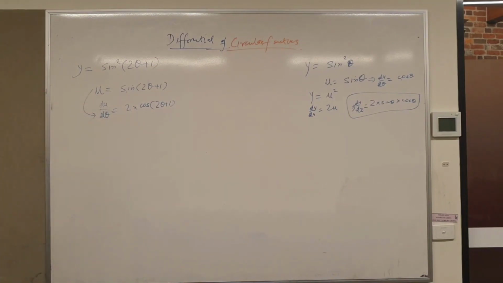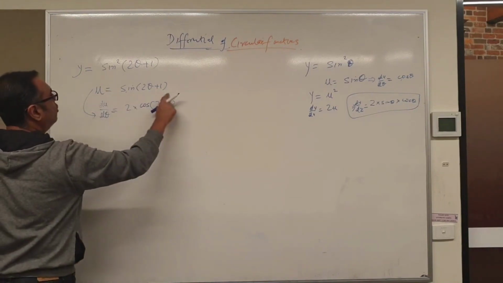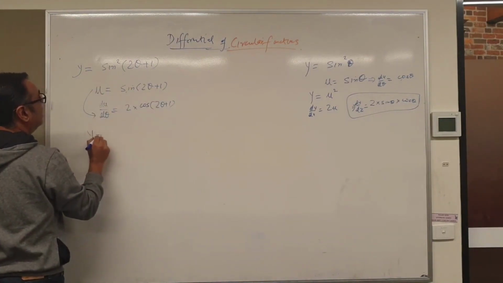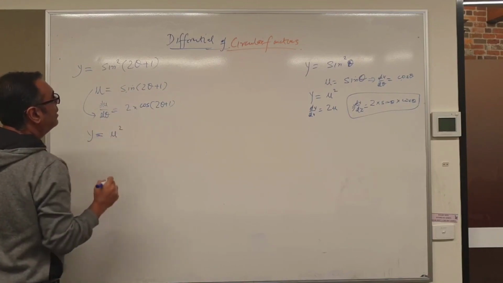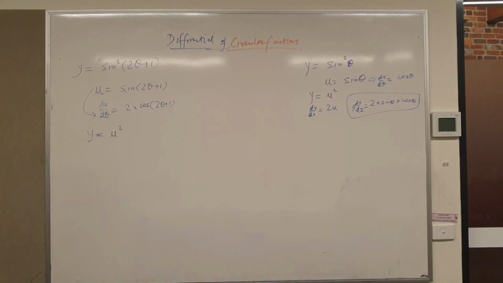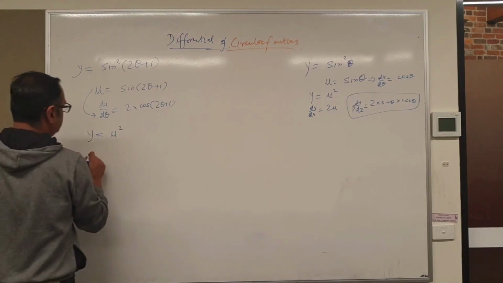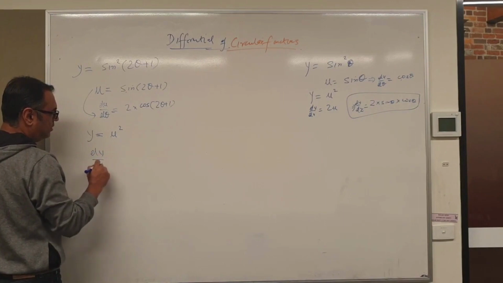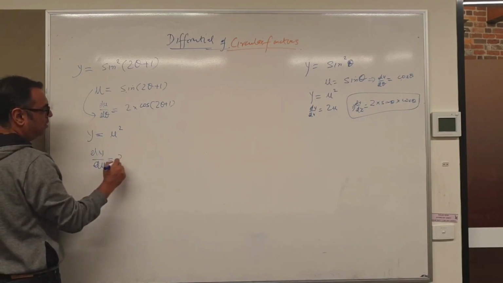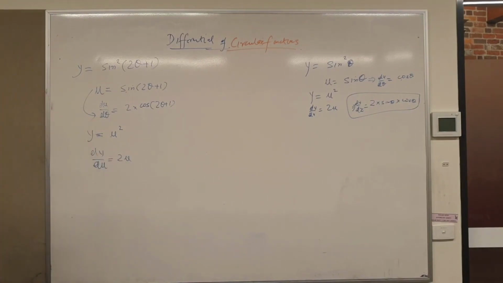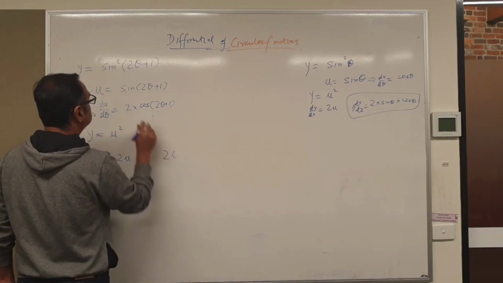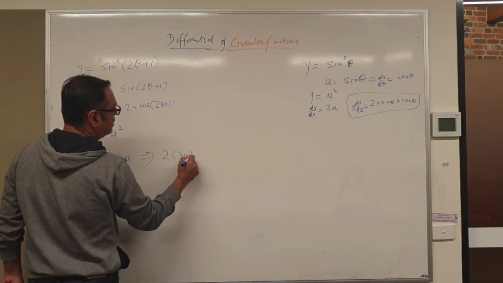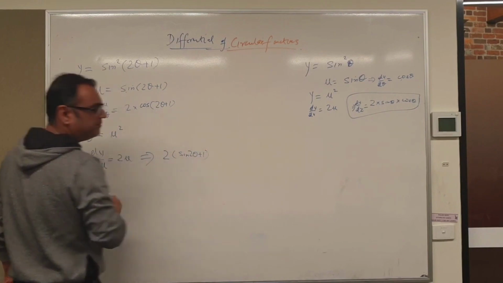Yes? If this was u, what is y? Y is u square. Correct? So what is dy by du? 2u. Yes, Romeo? Yes, Ayushka? And what is 2u? 2 times sine 2 theta plus 1.